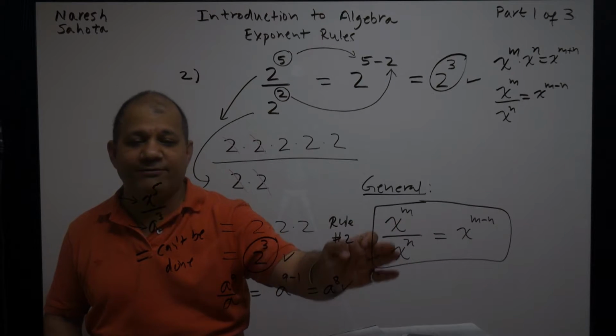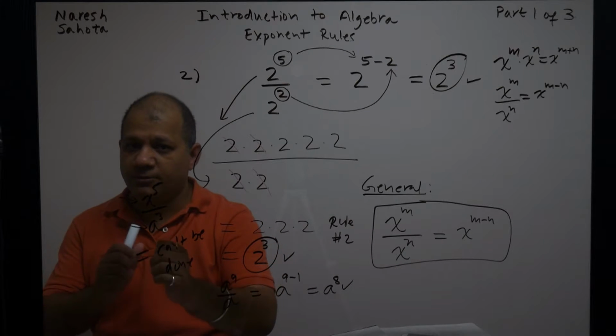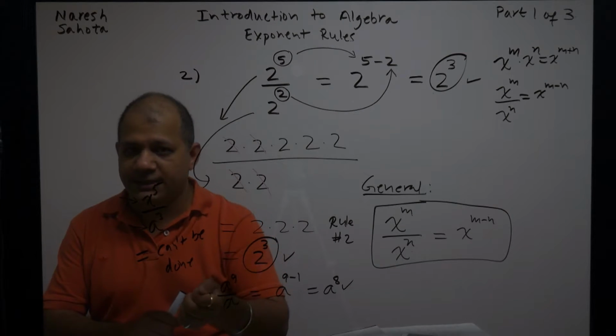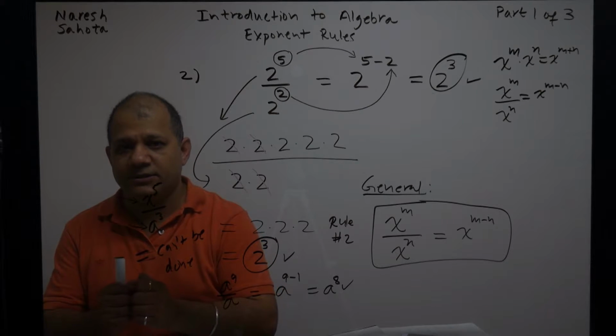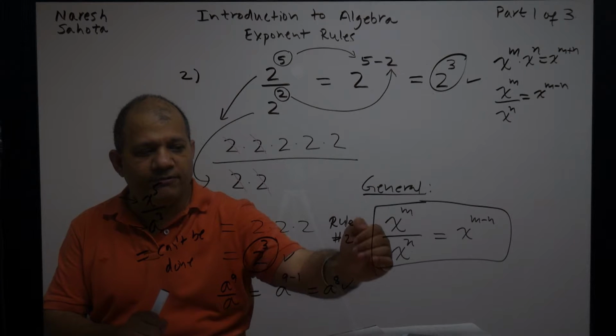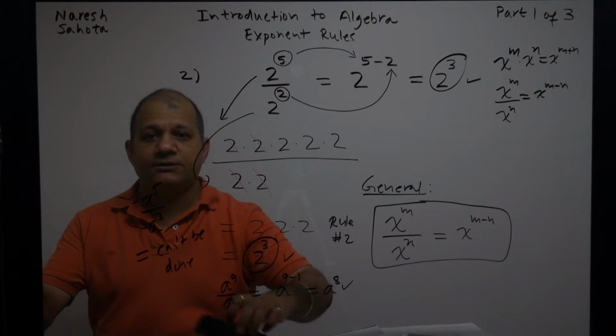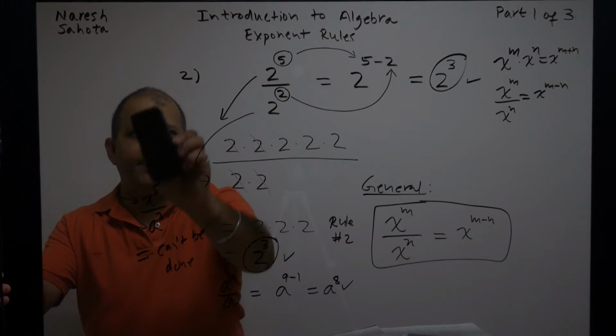So the bases have to be the same, right? So the same thing with rule number 1. When you multiply with same bases, you add the exponents, only when the bases are the same. Rule number 2, only when the bases are the same, you divide, you subtract the exponents. Okay. Now let's look at rule number 3.